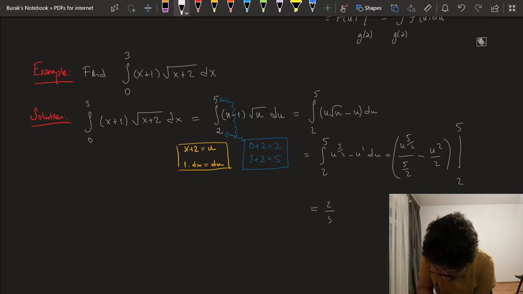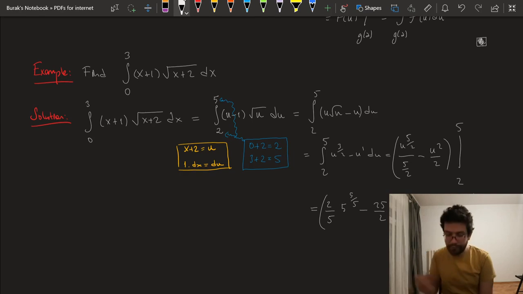A 2 over 5, 5 to the power of 5 halves minus 25 over 2, minus, I'm going to plug in 2: 2 over 5 to the power 5 halves minus 2. Okay, so this is my definite integral, and that's it.